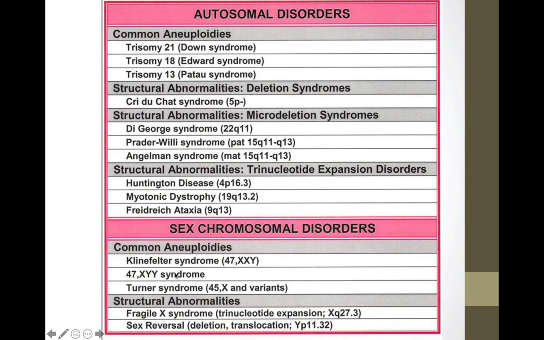These are very common. You have structural abnormalities, which are also common: fragile X syndrome, trinucleotide expansion, and then you have sex reversal, deletion, translocation. All of them we will talk about in its lecture.